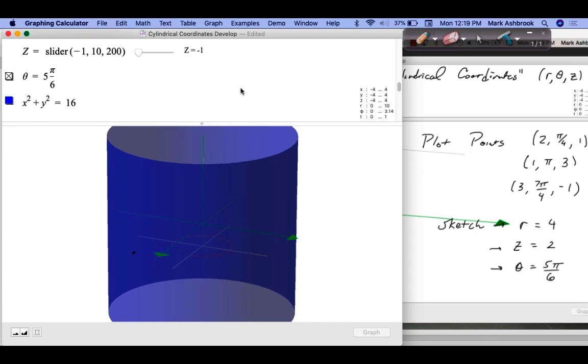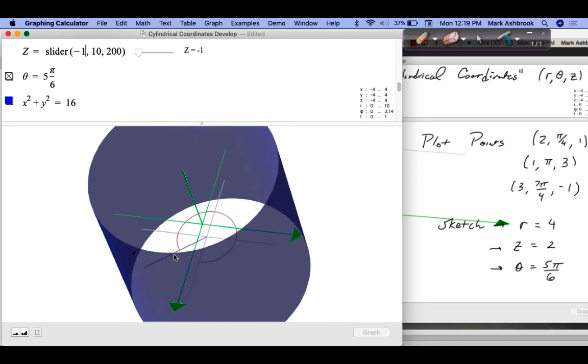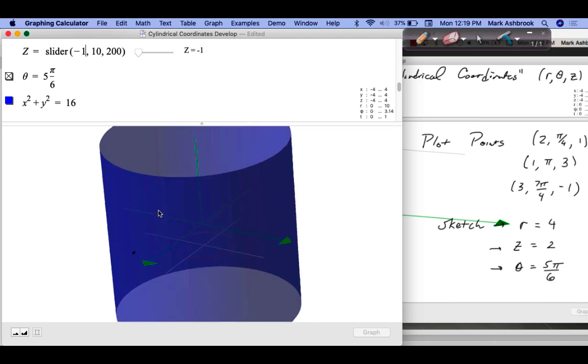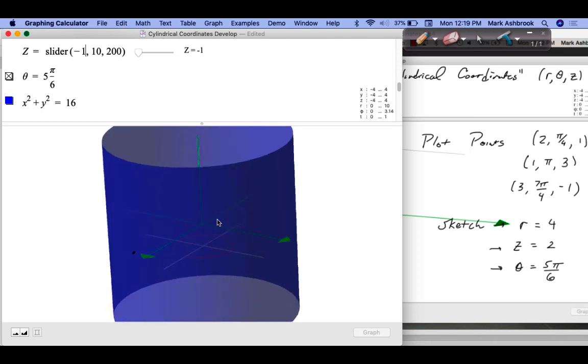Why is it called cylindrical coordinates? Because a constant r value gives you a cylinder with its axis, the z-axis, right? This is why it's called cylindrical coordinates. Because a constant r value gives you a cylinder. Right? Z equals 2 is what?